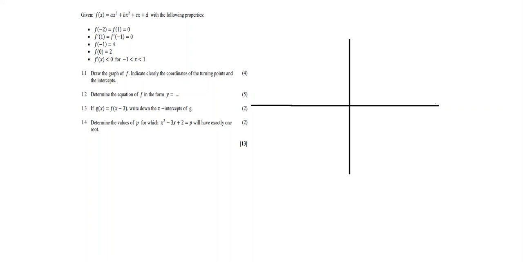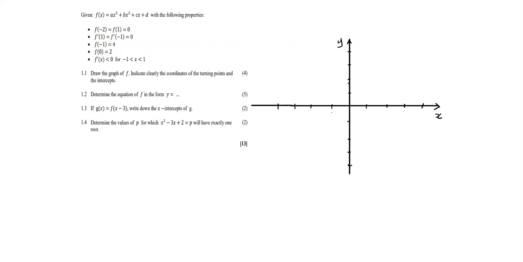Okay, now this is the x-axis. Let's label this one the y-axis. 1, 2, 3, 4. 1, 2, 3, 4. So now, what we want to do now is to draw this particular graph, right? So we check the properties that we are given.